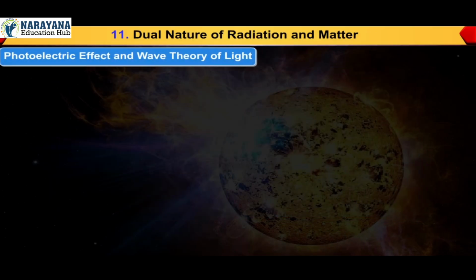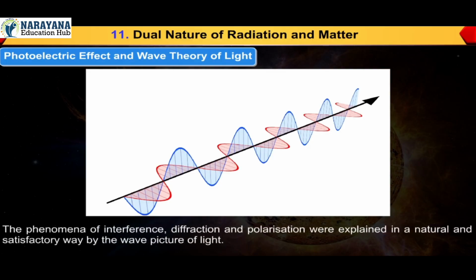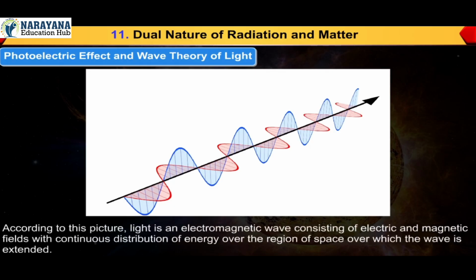Photoelectric effect and wave theory of light. The wave nature of light was well established by the end of the 19th century. The phenomena of interference, diffraction, and polarization were explained in a natural and satisfactory way by the wave picture of light. According to this picture, light is an electromagnetic wave consisting of electric and magnetic fields with continuous distribution of energy over the region of space over which the wave is extended.